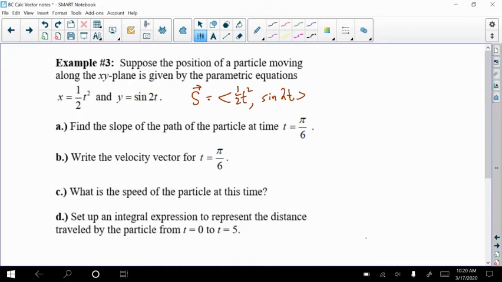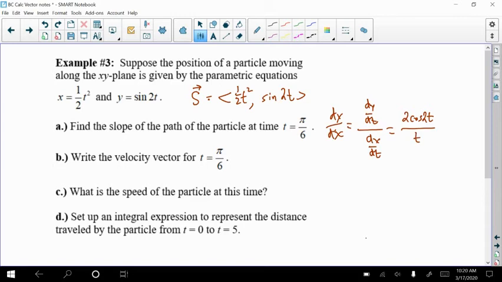Okay, so it says find the slope of the path of the particle at time t equals pi over 6. So thinking back, how do I find dy dx when I have parametrics? You simply find dy dt and you compare it to dx dt. And so again, here's our y. So the derivative of that would be 2 cosine of 2t. See that chain rule? And then dx dt would be 1/2 times 2 is just 1, so just a 1.